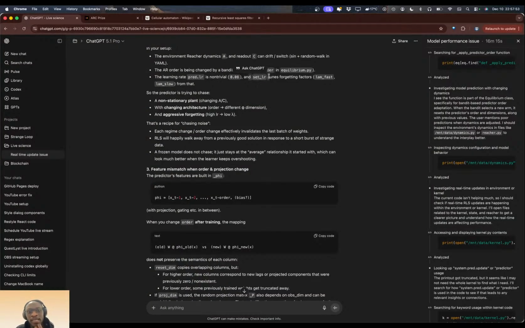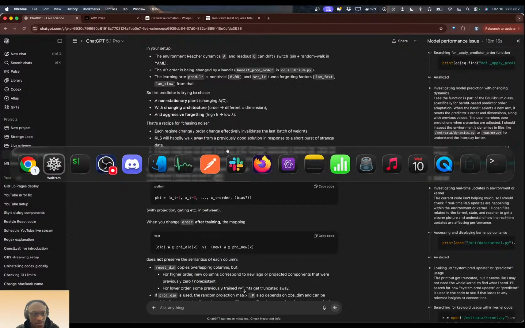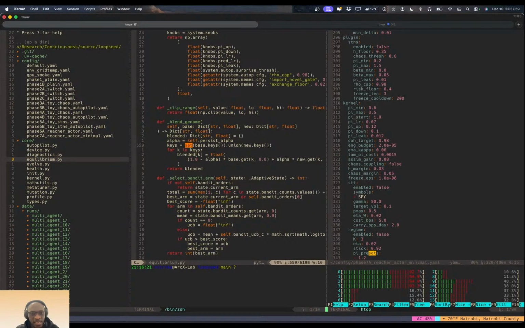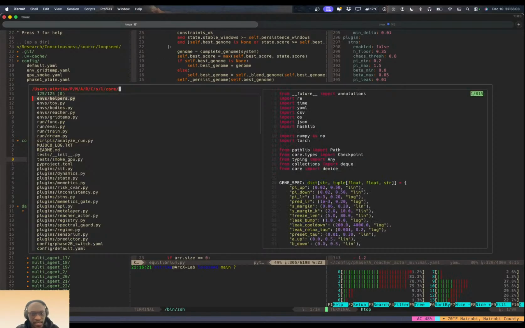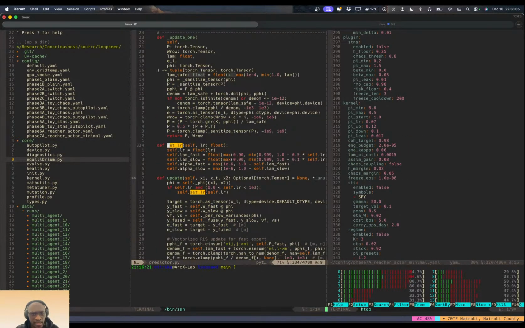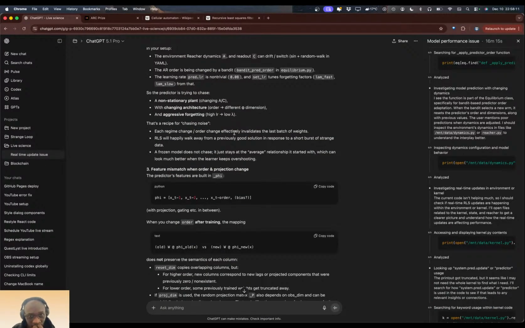Okay, we reset learning rate, by the way. So I think we do some sort of update to learning rate. Is it here or in the predictor? Yeah, so we do set learning rate for fast learner and slow learner. Forgetting factors: this is how fast to forget, and this is how slow to forget stuff from that.